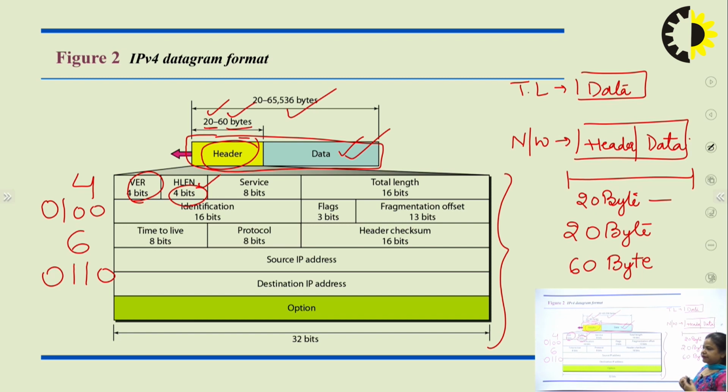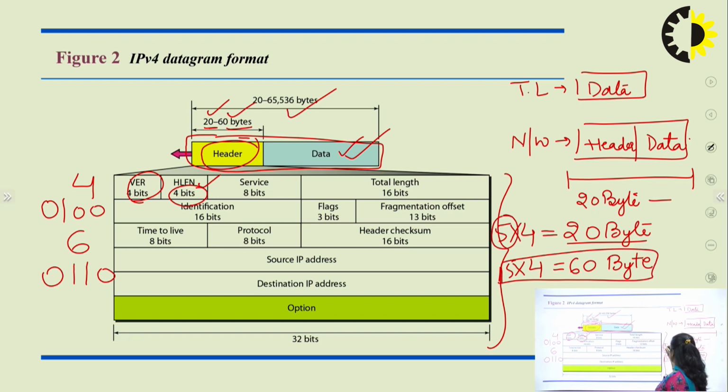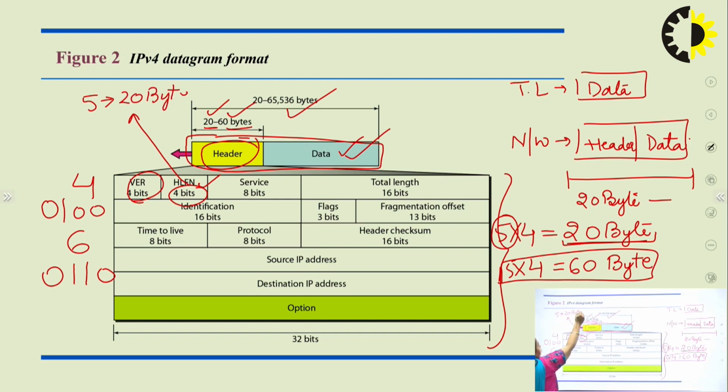Now in this case, if we are representing it in 4 bits, to make it 20, we have to multiply the value by 5, then it becomes 20 bytes long, right? Similarly, for making it 60, we have to multiply by 15. So the header length value is 5 if we are using the 20 byte header, right? Or if we are using the value 15, it means it is 60 bytes long.